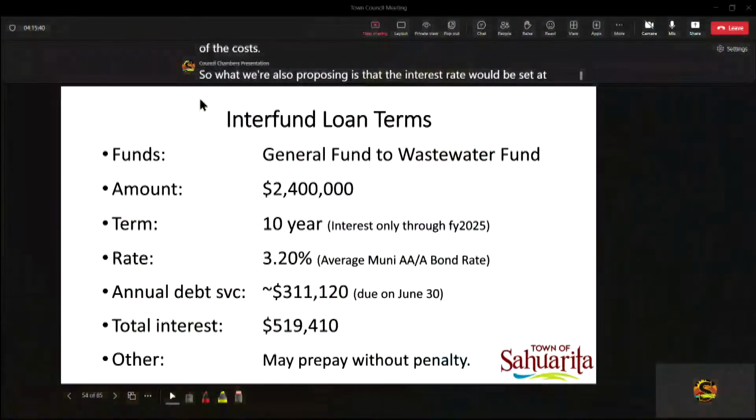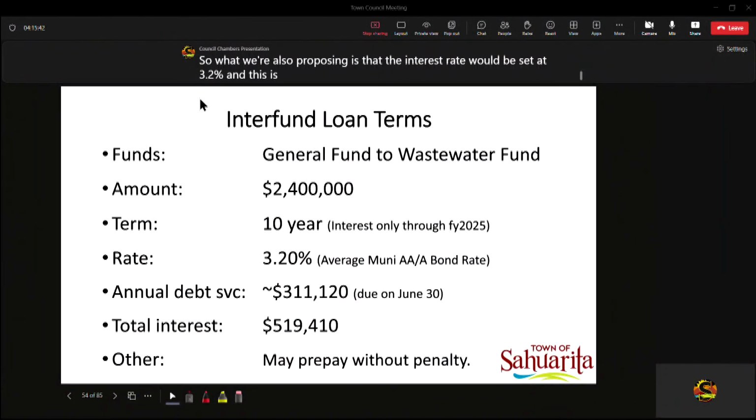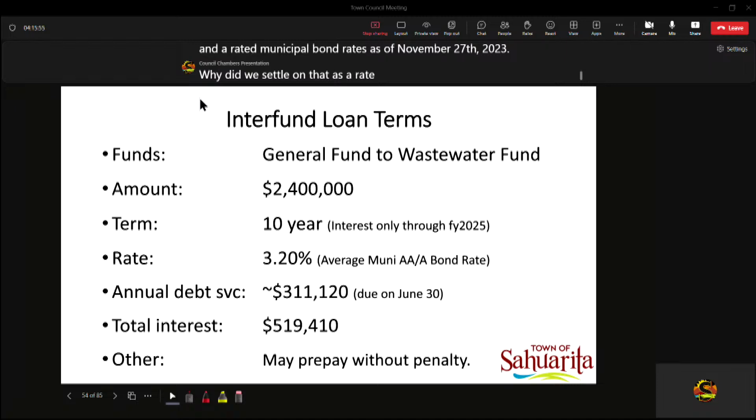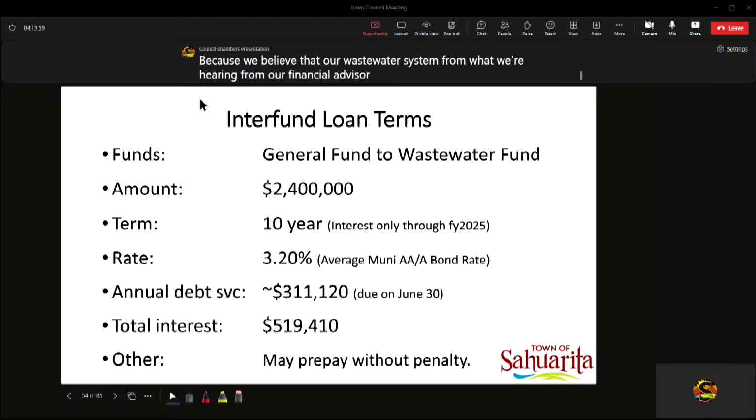So what we're also proposing is that the interest rate would be set at 3.2%, and this is based upon the average national 10-year AAA rated and A-rated municipal bond rates as of November 27th, 2023. Why did we settle on that as a rate? Because we believe that our wastewater system, from what we're hearing from our financial advisor, the rating of that system would be between those two rates.